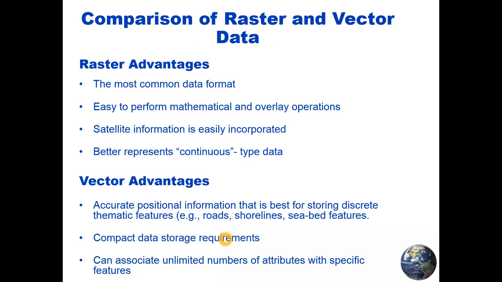Comparison of the vector and raster data. The raster data is the most common data format, and it's easy to perform mathematical and overlay operations. And satellite data is easily incorporated, and it mostly better represents continuous type surface data. Whereas the vector data advantage is especially for accurate positional information that's best for certain discrete or thematic features like roads, buildings, things like that. And it has compact data storage requirements.